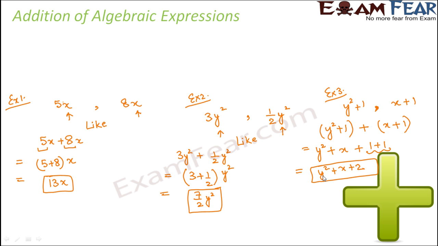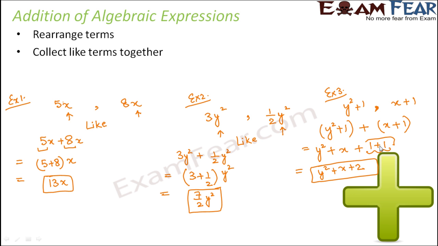So in this case, you can never add y square to x. That's because they do not have the same algebraic coefficient. So one has y square, the other one has x. So this is not possible. So this would be the final answer. So what we learned is that we need to follow a very simple step. First step is rearrange the terms. Why rearrange the terms? So that we can place the like terms together, so that the like terms can be collected together. So here you see that we have rearranged the terms such that the like terms, like here 1 and 1, were put together.